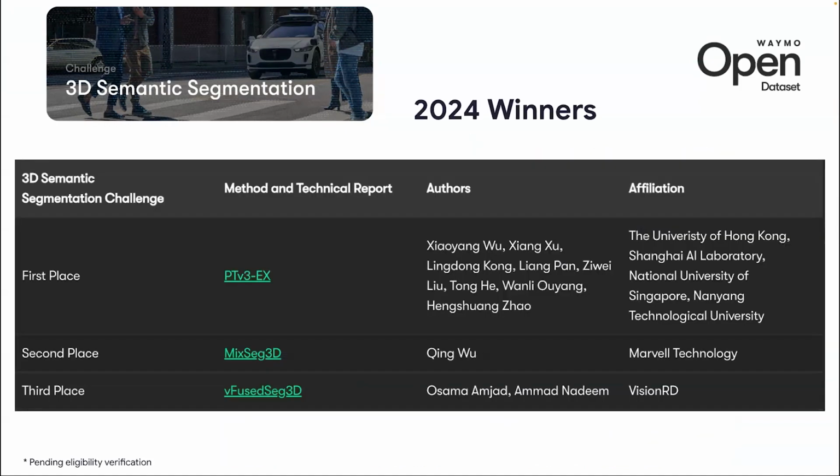Here are the results of the top 3 methods in this year's challenge. First place is PTv3 from the University of Hong Kong, Shanghai AI Lab, National University of Singapore, and Nanyang Technological University. Second place is MixSeg3D from Marvel Technology. Third place is VFuseSeg3D from Vision RD.